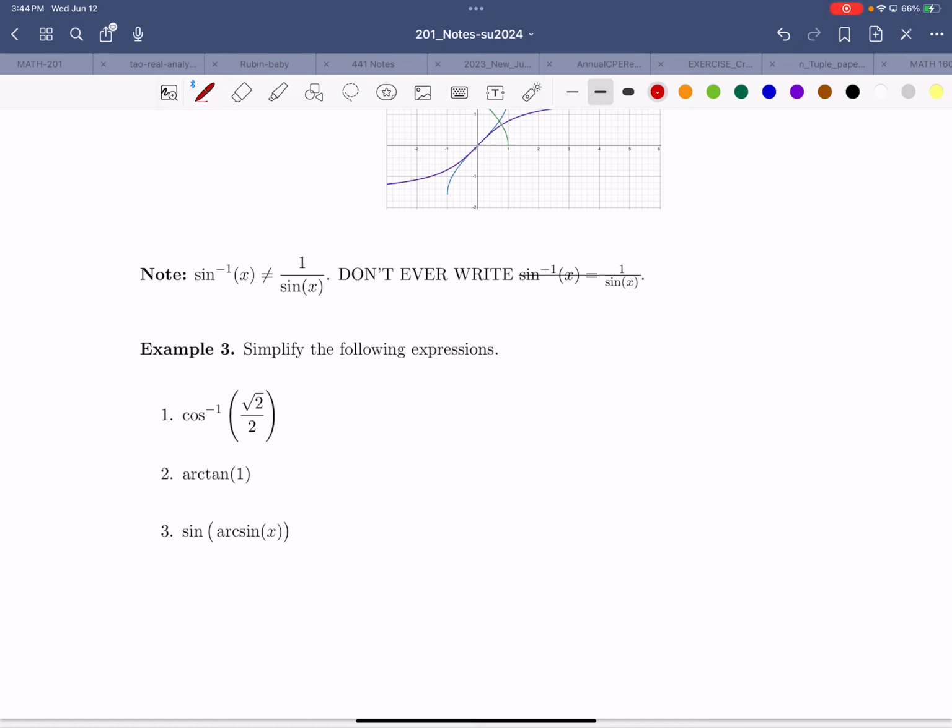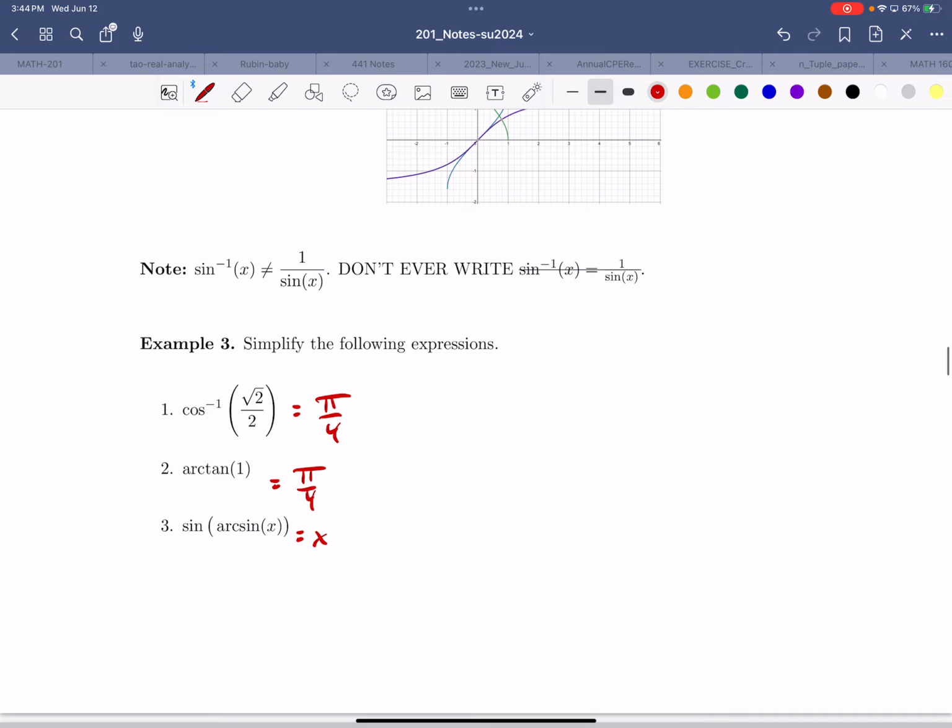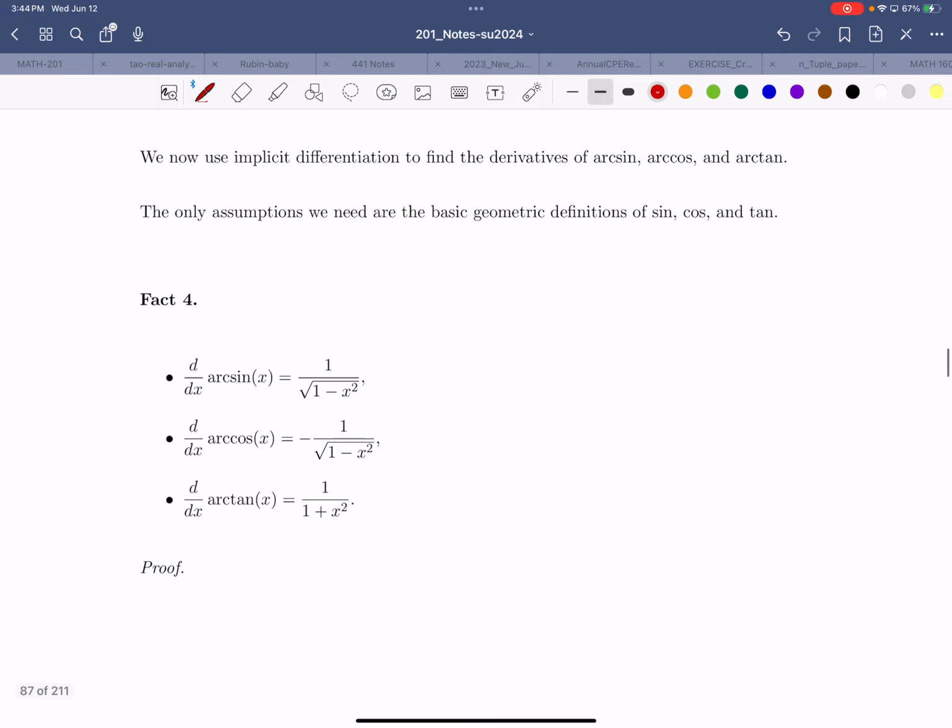Cosine inverse, or arc cosine, of root 2 over 2, that's going to be pi over 4. Arctan of 1, that's actually also pi over 4, right? It's the angle at which sine equals cosine, the angle at which tangent equals 1. When does tangent equal 1? It equals 1 when sine equals cosine. That's pi over 4, right? They're both root 2 over 2. And then, of course, this is just x. We should know that.